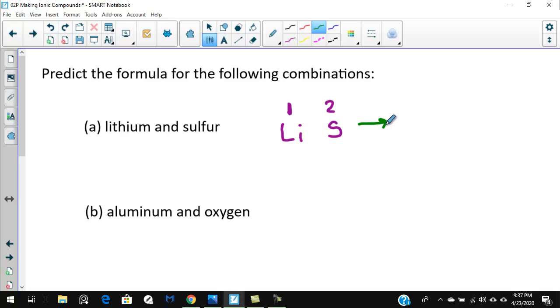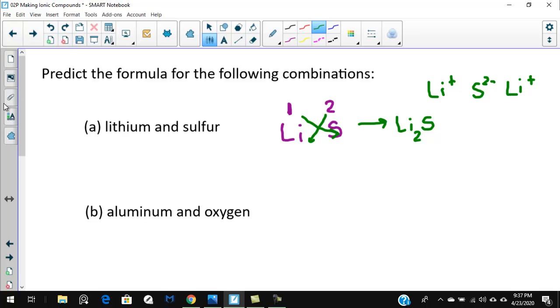And so then our result is, if we crisscross it, this comes down here, that goes over there, and we write down Li S, and then the number that came down here was a 2. And if it's a 1, we don't bother writing it. So we just leave it as Li2S. And that tells us we need 2 Li atoms, and they each have a positive charge, and 1 sulfur atom that has a 2 negative charge, and then they all stick together to form a new compound.